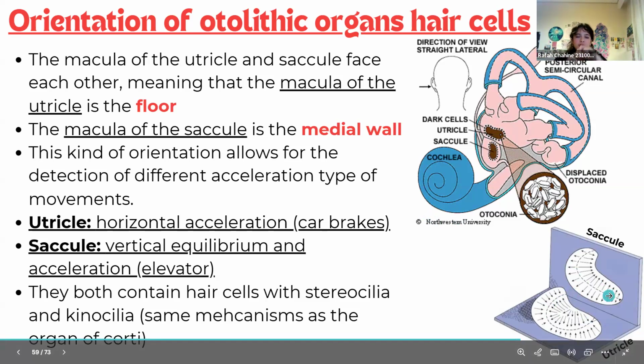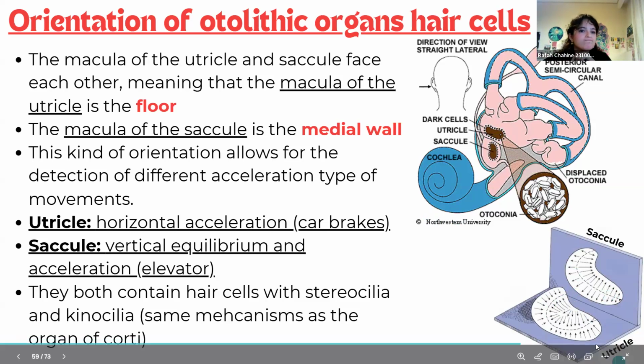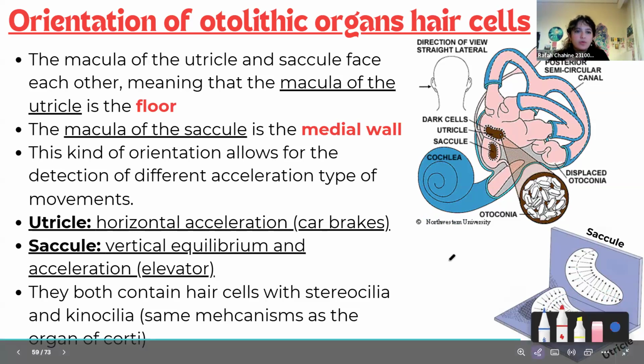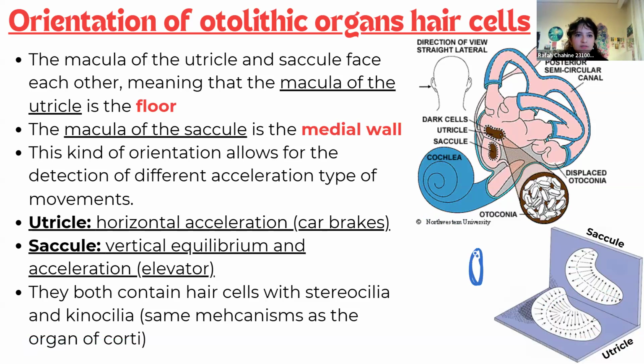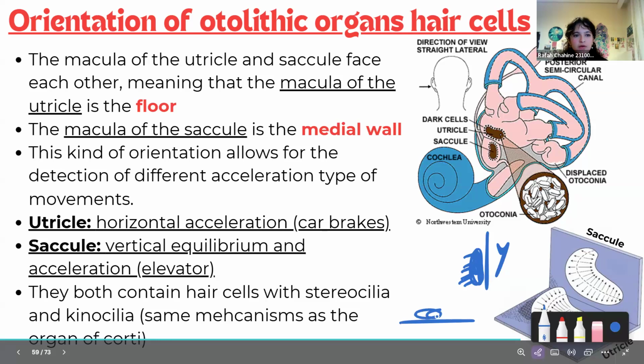They are a collection of hair cells, and they're oriented so that the saccule is vertical. The hair cells of it are vertical. So let's just say this is the macula of the saccule. The hair cells are oriented this way, because it's on the vertical, on the y-axis. Meanwhile, on the x-axis, or on the floor, we have the macula of the utricle. So the hair cells are going to be oriented this way, and that is the x-axis.